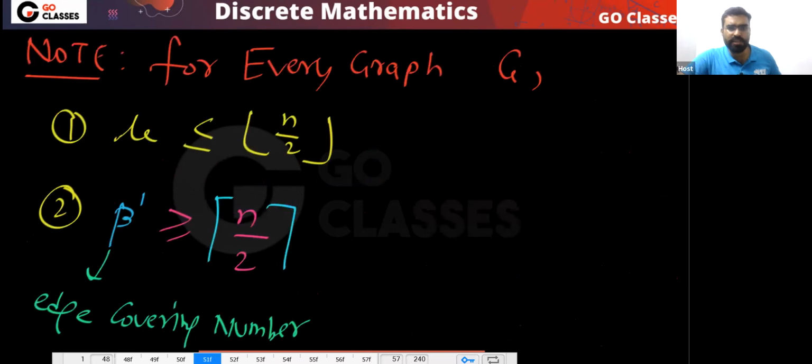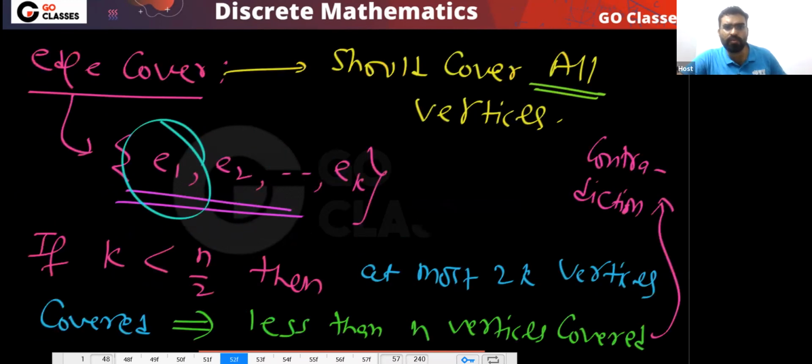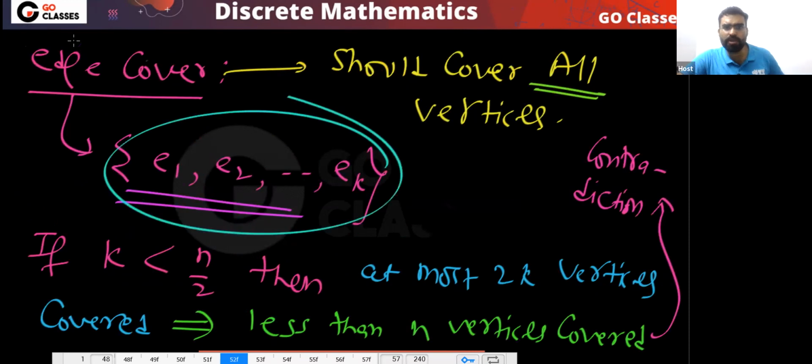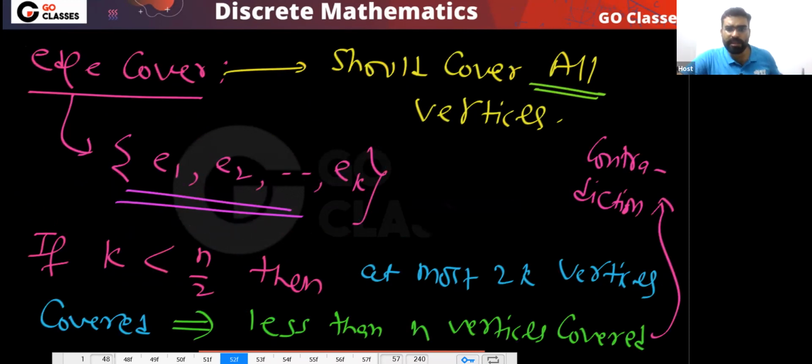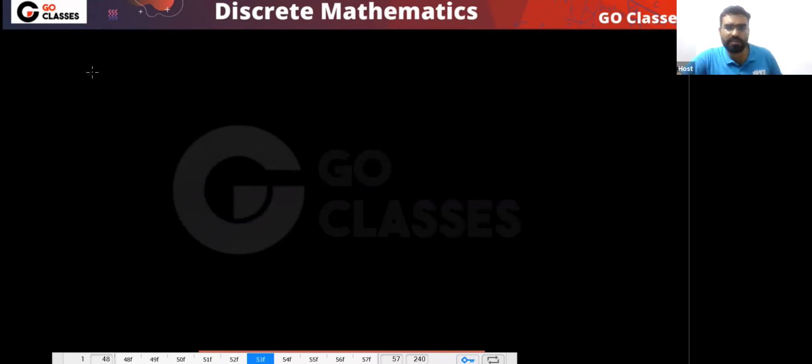So actually this we have already seen. So what I'm saying is that alpha should be less than or equal to floor of n by 2, and beta dash, the edge covering number, should be greater than or equal to ceiling of n by 2. This concept we have already seen in the last class. Every edge will cover 2 vertices, but they need not be unique. In the matching and in the edge cover, what is the difference?